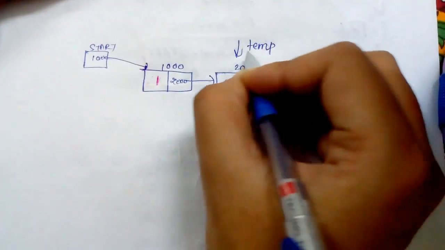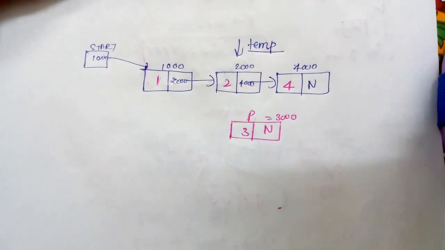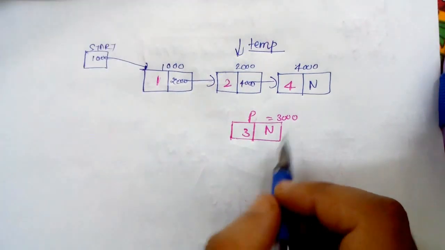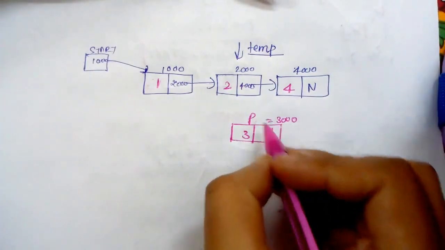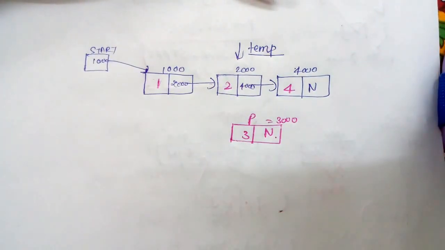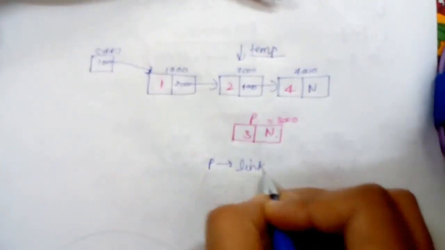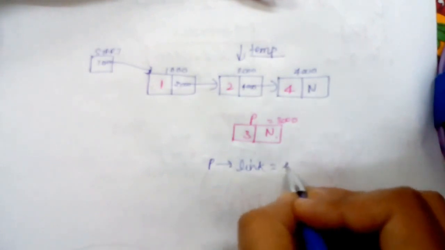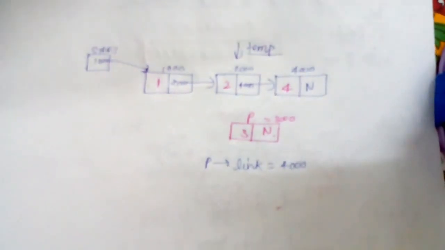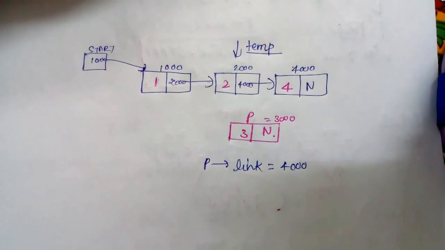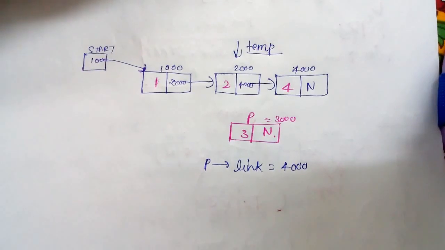And by that loop I have placed my temp value here. Now the two links which I want to adjust: in the p link part I want to place the value 4000. As you can see, in the p link part I want to place the value 4000, and where am I finding the value 4000?